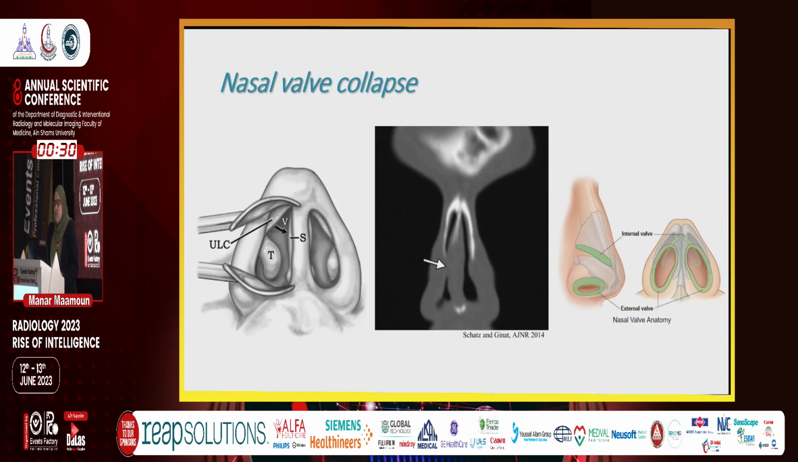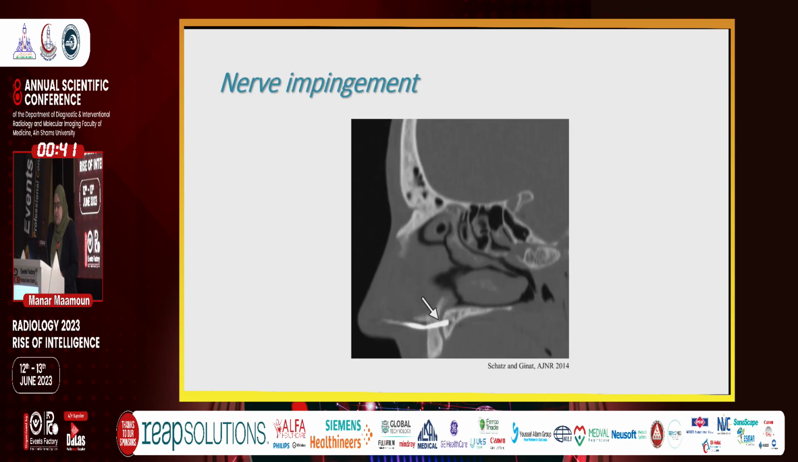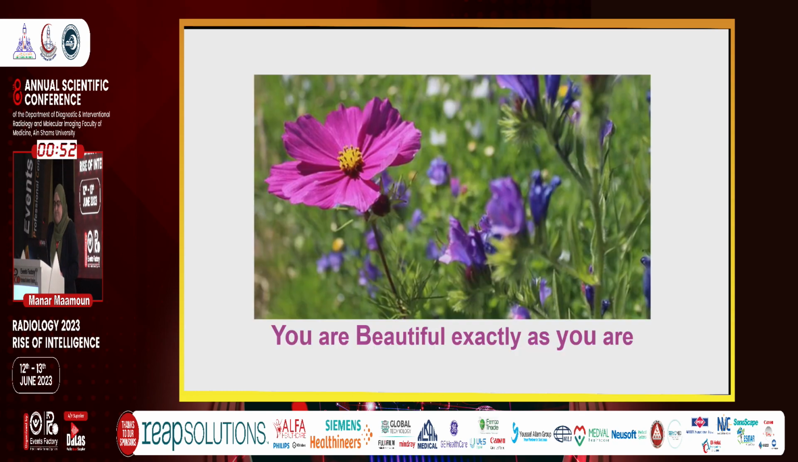Nasal valve collapse is one of the common complications that require a second surgical intervention. It is the area in between the nasal septum, inferior turbinate, and the lateral nasal cartilage. Nerve impingement is the last complication I'll talk about. The K-wire can be displaced and erode into the incisive canal instead of lateral to it. Thank you.